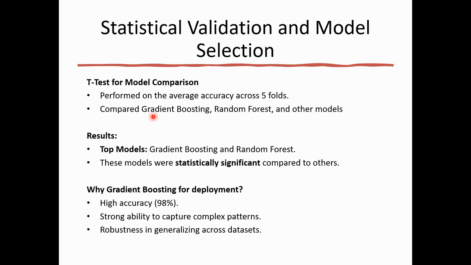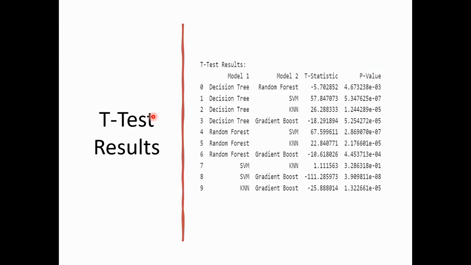With the help of this t-test, we are able to compare different models statistically, and we decided on gradient boosting as our best model. If you can see this, these are our t-test results. So what does this mean? If the p-value is less than 0.05, it means there is a significant difference and it rejects the null hypothesis.